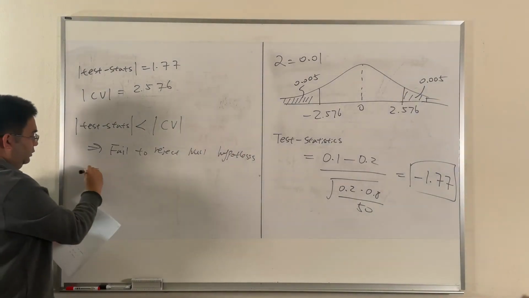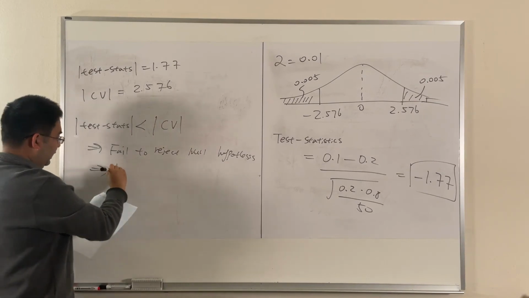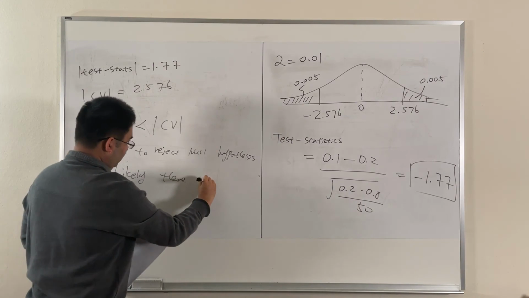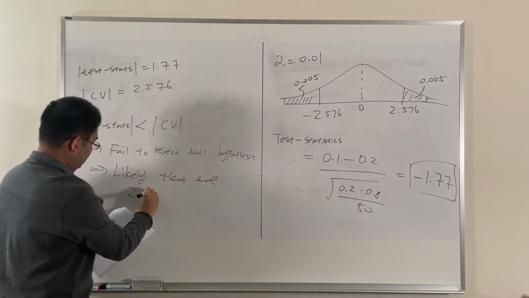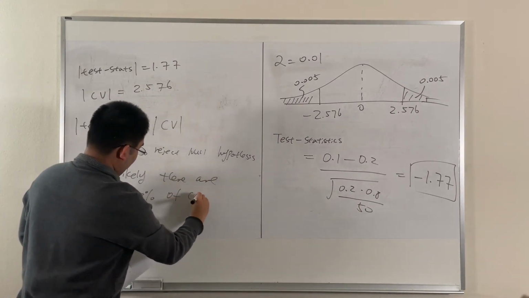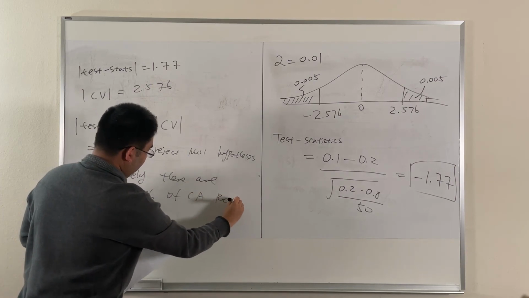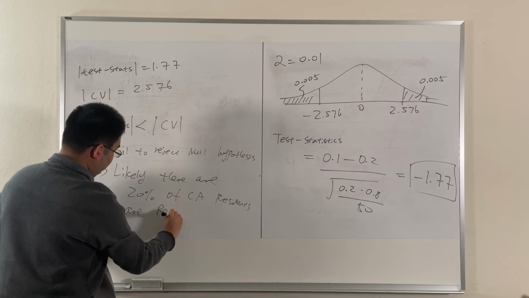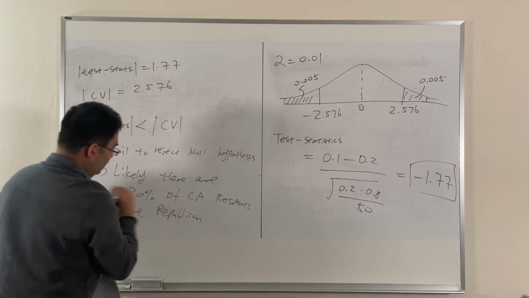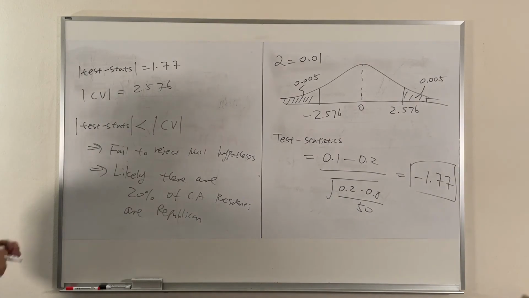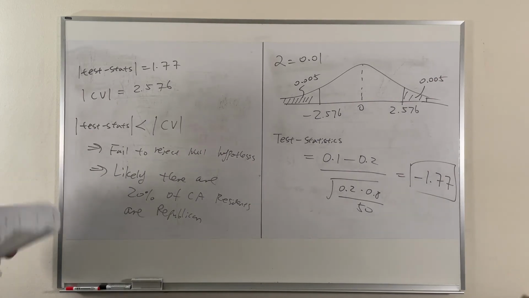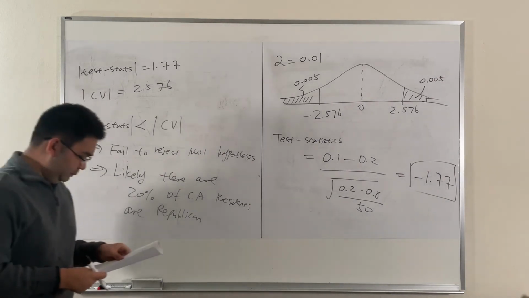So the conclusion is that likely 20% of California residents are Republicans, because we failed to reject. So the null might be true, or likely it's true. So this is an example of how you do a z-test for proportions.